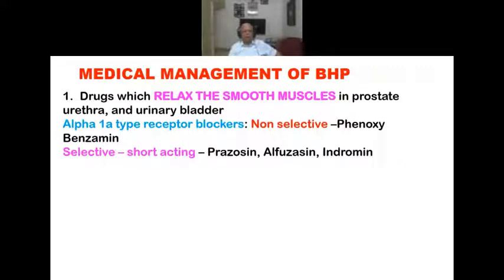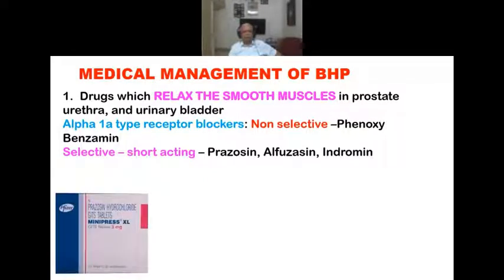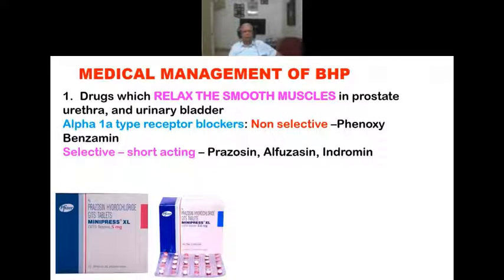And then there are selective alpha-1 short-acting drugs like prazosin, alfuzosin, and epinephrine. So it comes as Minipress XL. This is being used even to treat hypertension. So patients who are not hypertensive may also be using this. If they are using that, you have to make sure that it doesn't cause severe hypertension on the table. So this XL may be used, which is prazosin. It's available as 2.5 milligram tablets also.